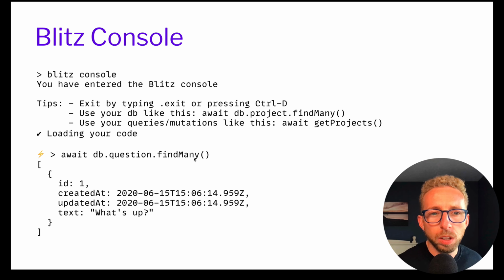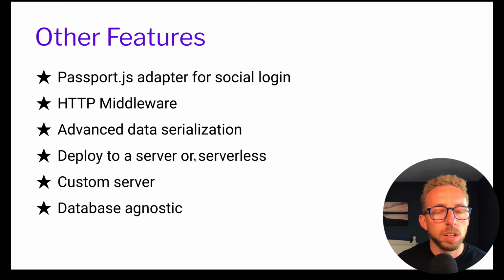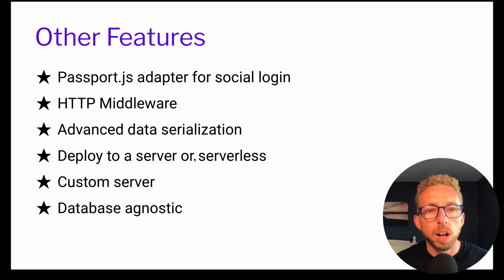We also have Blitz console, which is like a Rails console. It's a super powered REPL that automatically imports your code, and it's easy to run one-off database commands, things like that. So we also have a way to easily add social login via Twitter, Facebook, etc. using the passport adapter. We automatically serialize and deserialize dates, maps, sets, objects, all that stuff. So you don't have to think about it. It just works. You can deploy to a server or serverless. We have first-class custom server support, including for TypeScript. And then we're also database agnostic. So you don't have to use Prisma. You can bring any database, anything you want.